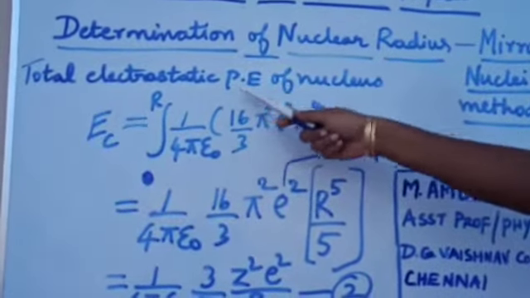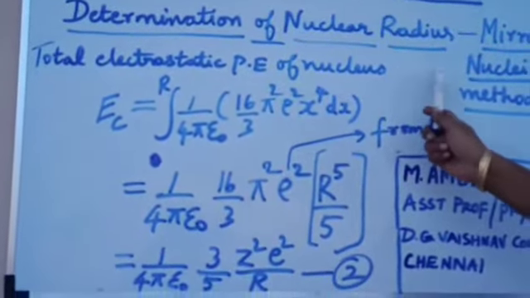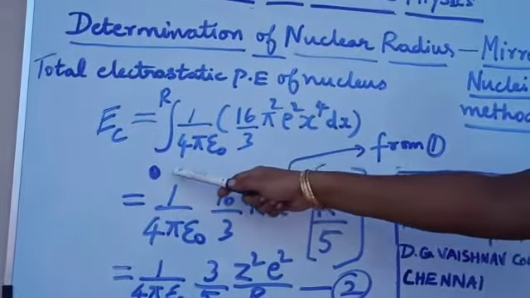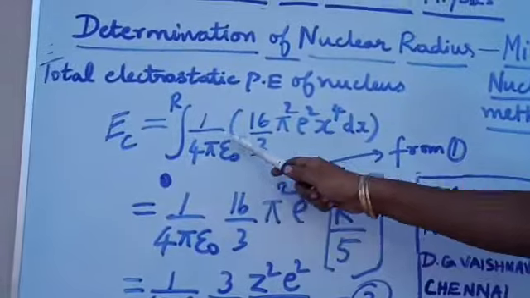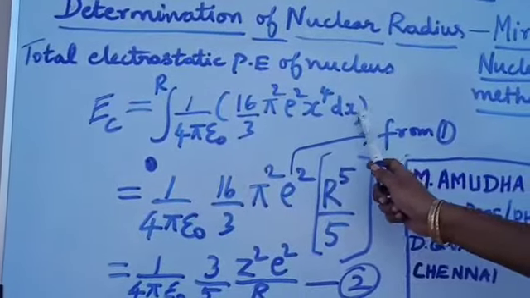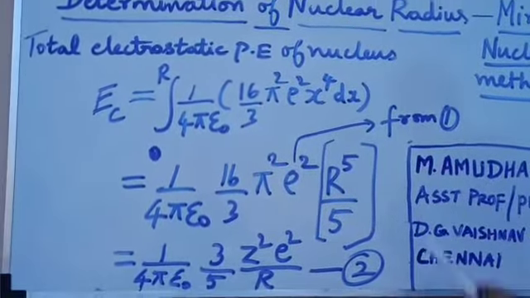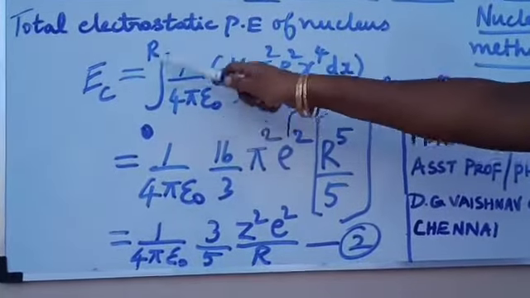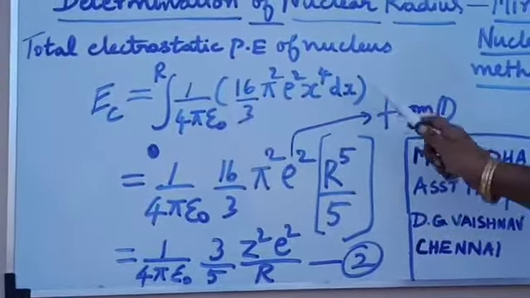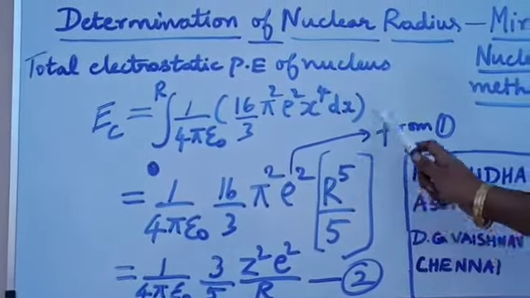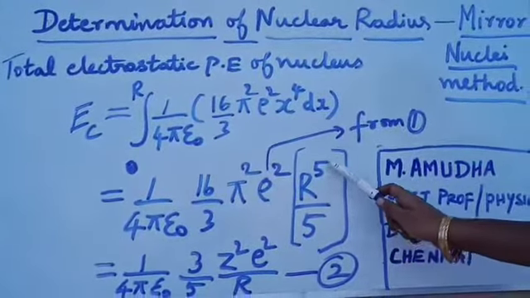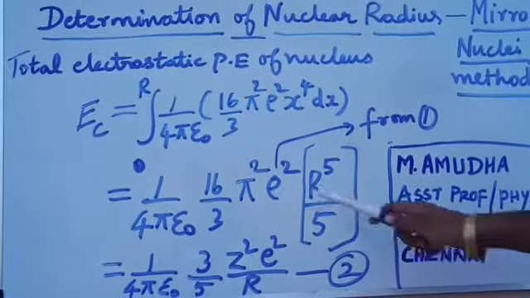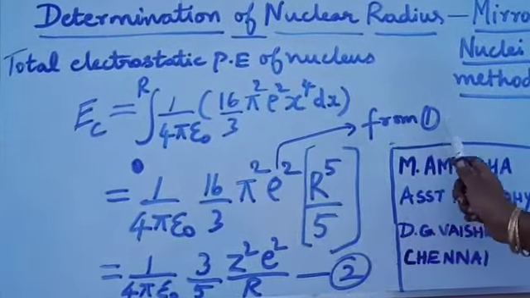Total electrostatic potential energy of the nucleus is obtained by integrating the previous expression dE_C between the limits 0 to r. So you have to integrate this with respect to x, substituting the lower limit 0 and the upper limit r. After integrating, this becomes r to the power 5 divided by 5. All other terms come as they are. And substitute for rho from equation 1.